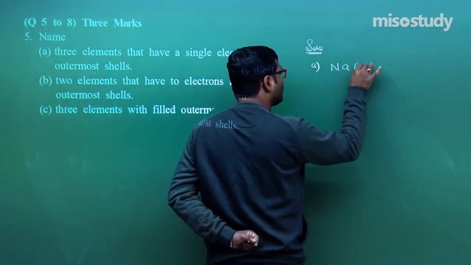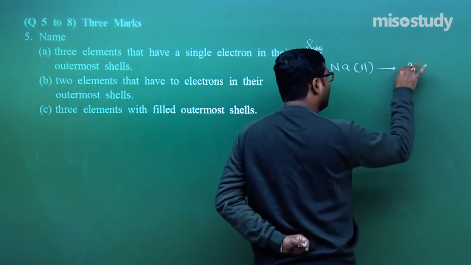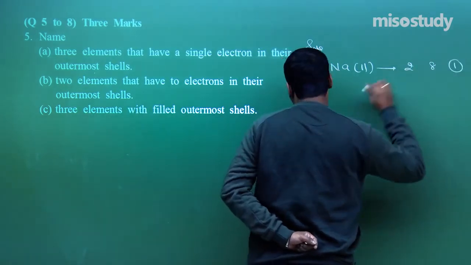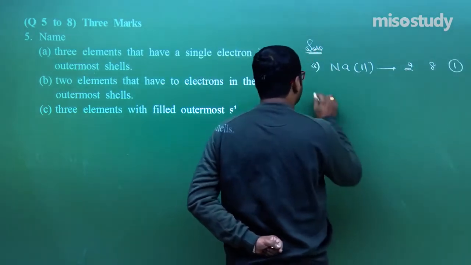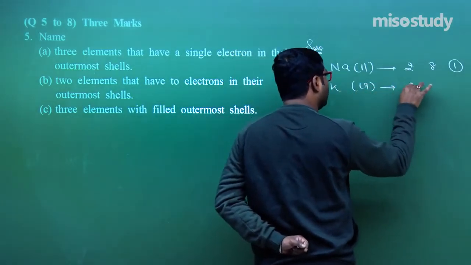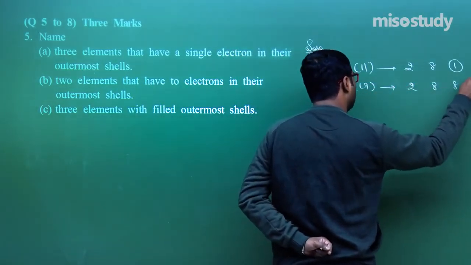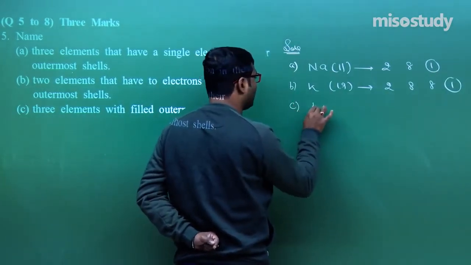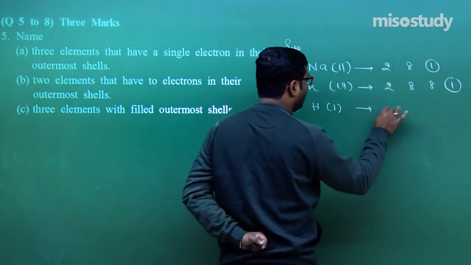If I write sodium, what is right? It can be written like this, 2, 8, 1. It has a single electron. Yes. If I write potassium, how can it be written? That is 2, 8, 8, 1. If I write hydrogen, it can also be written as only 1.